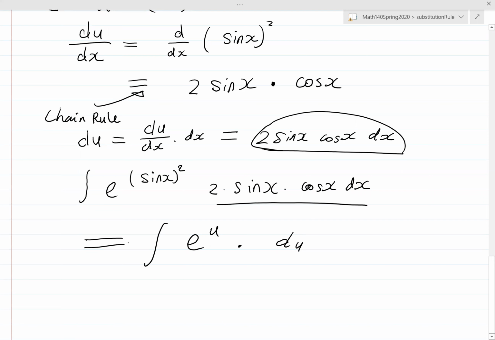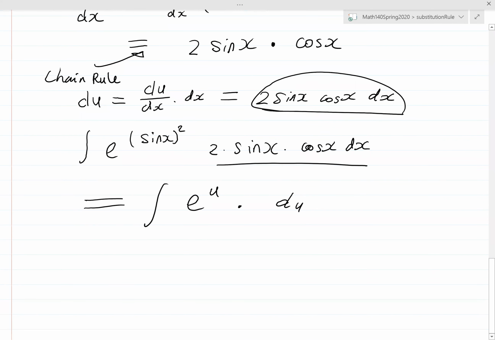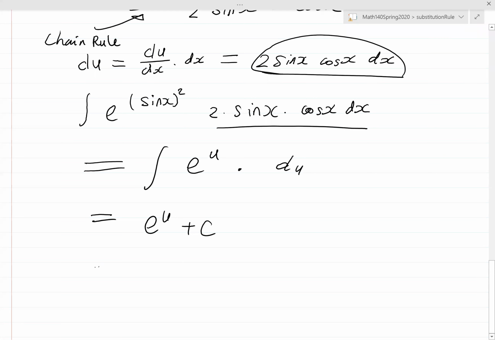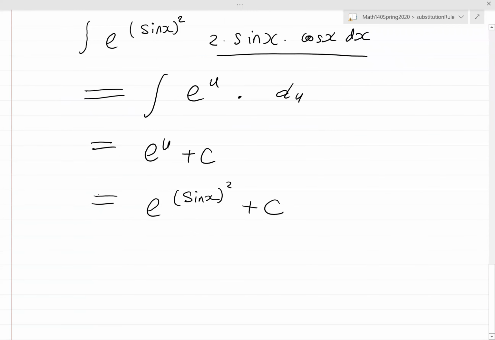Now this is e to the u du, which is in the antiderivative table, so we can apply it. This is e to the u itself plus a constant C. Then we return to the original variable, so we get e to the sine x squared plus a constant C. Then we are done for this problem. You can check backwards by differentiating. All right, more examples.